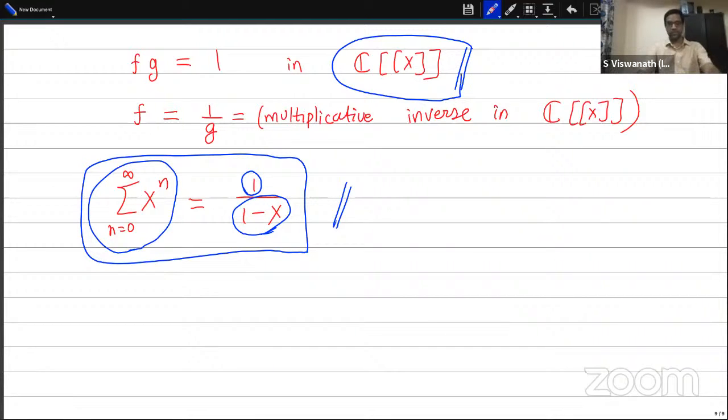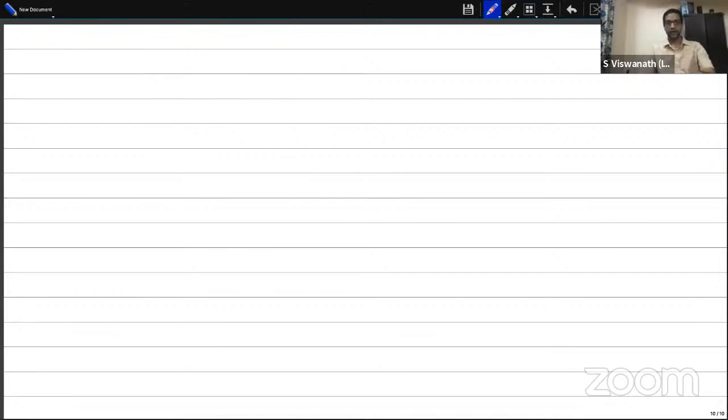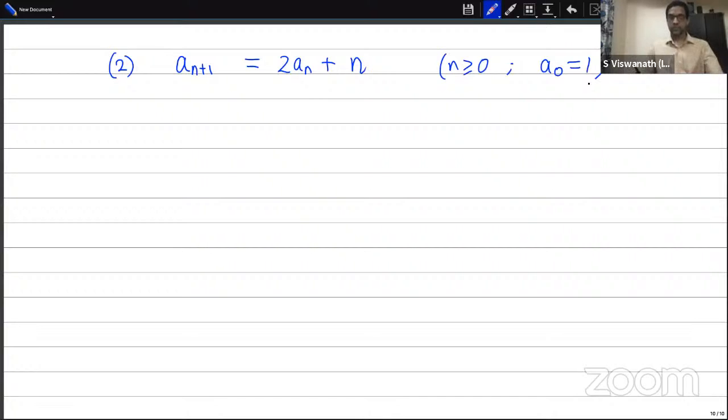Okay, so let's do one more just to get a hang of how this goes. Suppose I have a slightly harder recurrence. So a(n+1) is 2a(n) plus n, rather than plus 1. This is for n greater than or equal to 0. And suppose I take my first term as 1, as before. Again you can compute, because this recurrence will uniquely determine my sequence. So what will my first few terms look like?